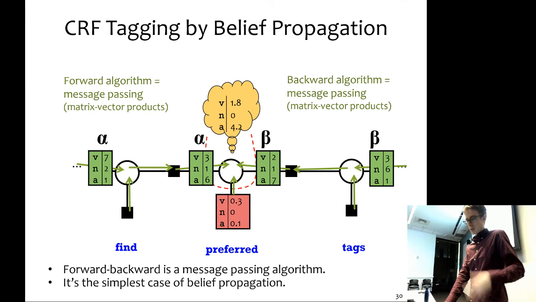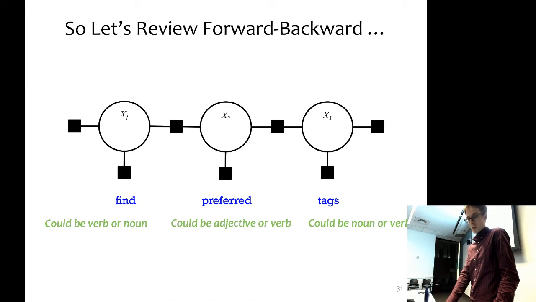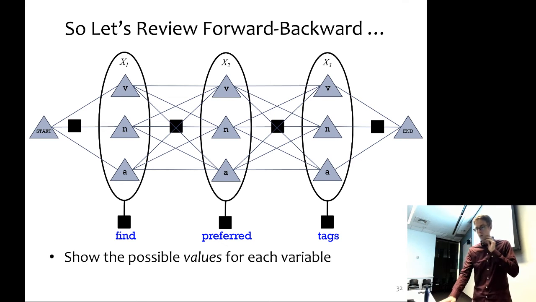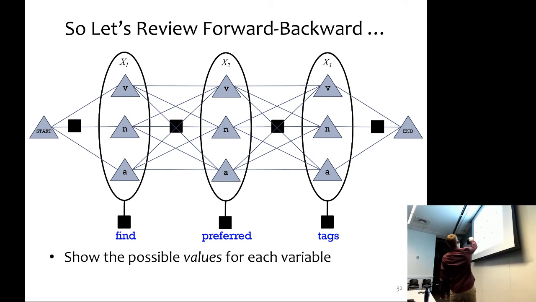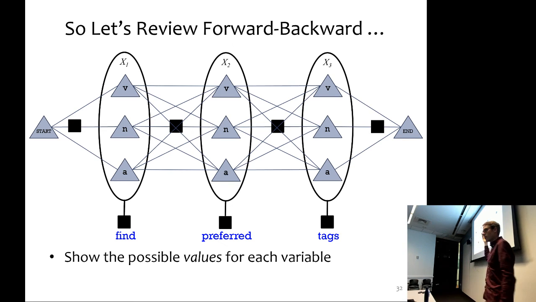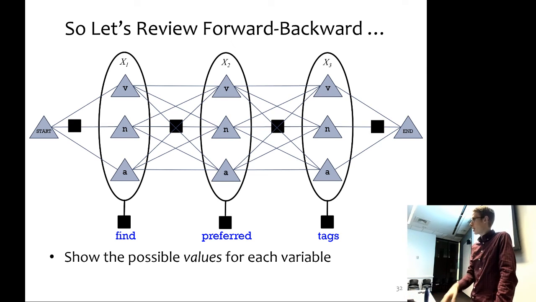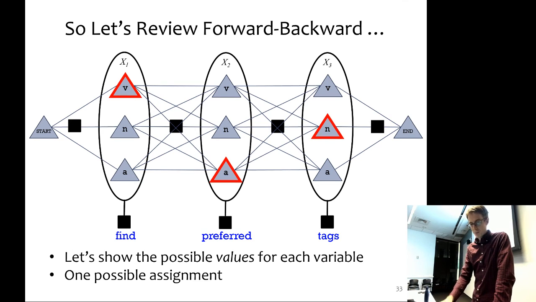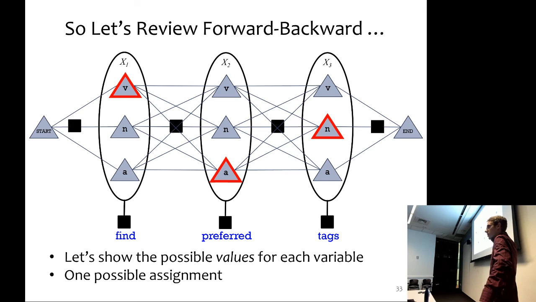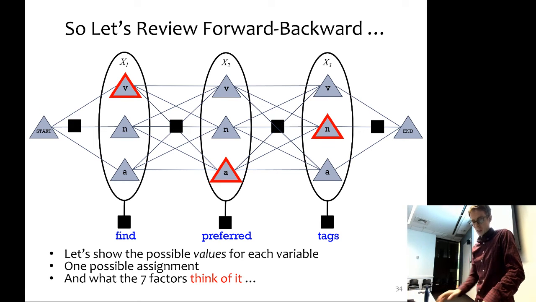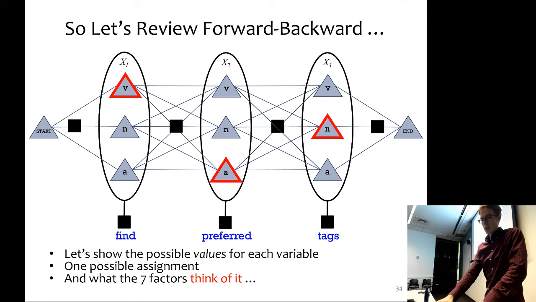Okay. And then you get beliefs out at the end. So if we expand this picture out, we can show all the possible values for each of the three variables. This is a trellis representing all of the possible values you could consider. And we could highlight a value for each variable, and this is an assignment to all three variables. Okay, so we could also ask then, what do the 7 factors actually think about this variable?